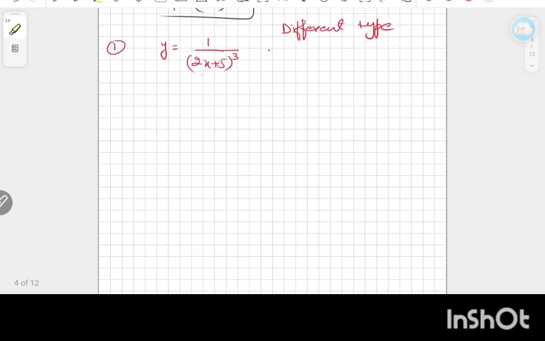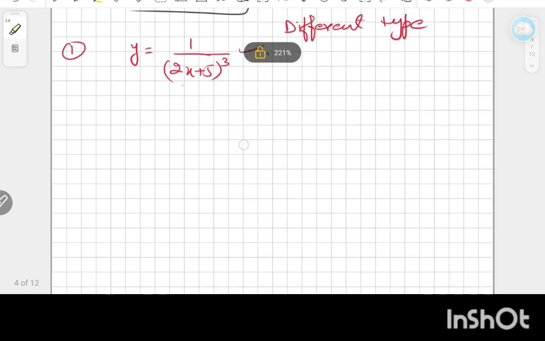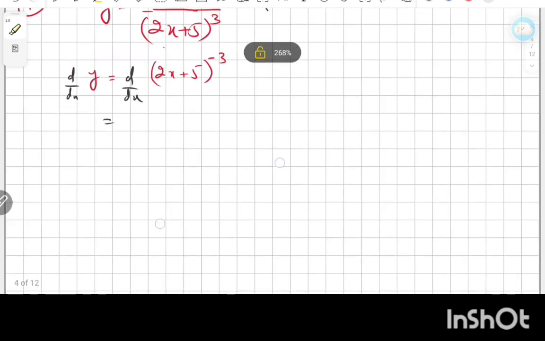Here we have a question: y equals 1 over (2x plus 5). First of all we have to simplify this type of question, y equals (2x plus 5), and here the power will be negative, because the function is moving upward. Now we have to take the derivative on both sides, d over dx. How do we solve this one?